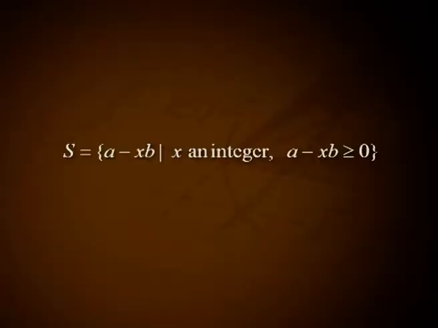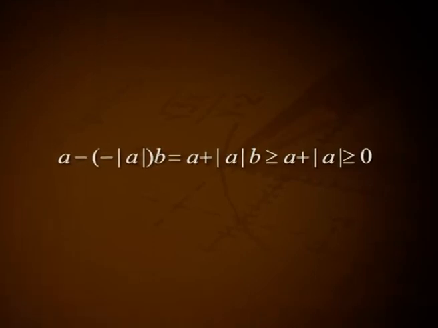Proof. We first claim that the set S = {a − xb : x an integer, a − xb ≥ 0} is non-empty. To prove the claim, it is sufficient to exhibit a value of x making a − xb non-negative. Because the integer b ≥ 1, we have |a|b ≥ |a|, and so a − (−|a|)b = a + |a|b ≥ a + |a| ≥ 0. For the choice x = −|a|, a − xb lies in S.